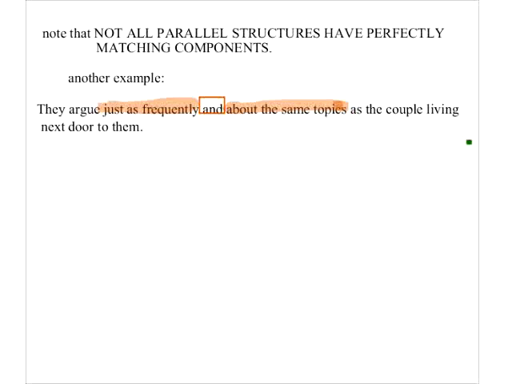Now, "frequently" is an adverb. This is an adverb that's being used to modify the verb "argue." Now, you may think this is not quite parallel here, because there's no literal adverb hanging around over here. But this is a prepositional phrase that is used as an adverb.